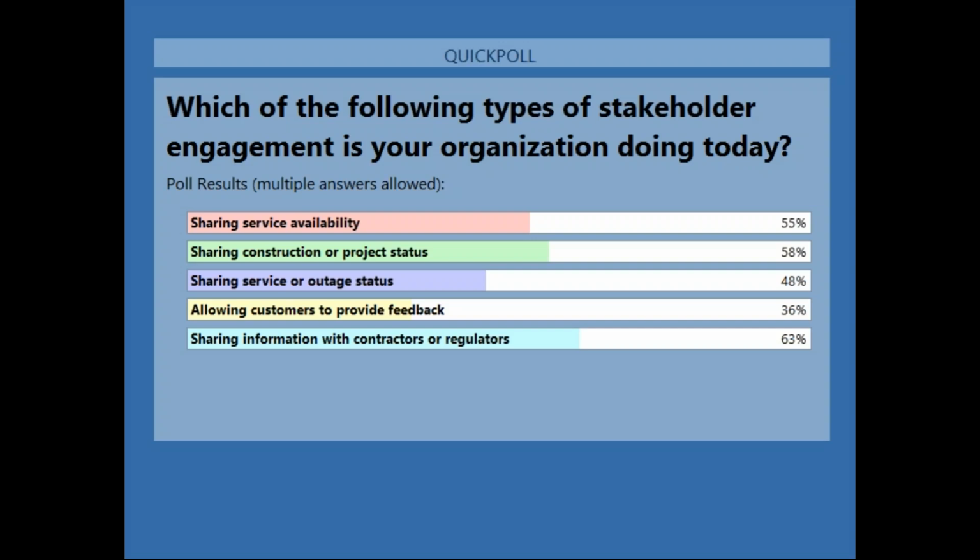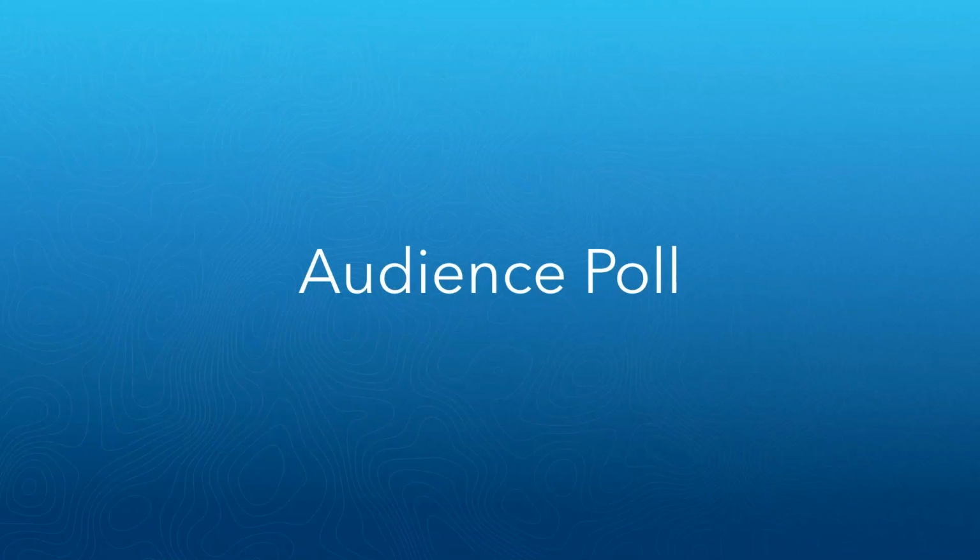As you can see, actually it's reasonably close. About 63% are sharing information with contractors or regulators. Looks like the second highest is sharing construction or project status, at 58%. Third, close to that, is sharing service availability at 55%. So you can see a pretty clear pattern of all of the kinds of stakeholder engagement that you are using.